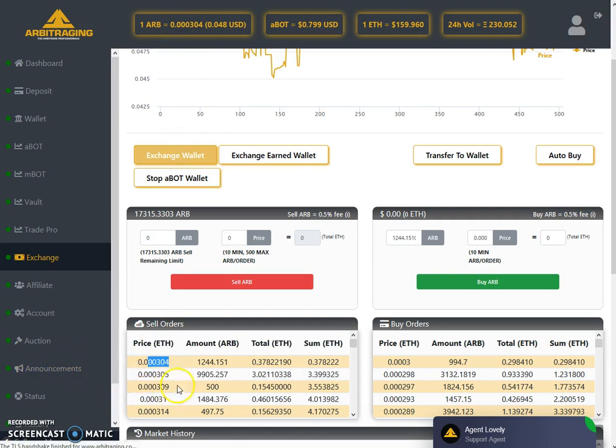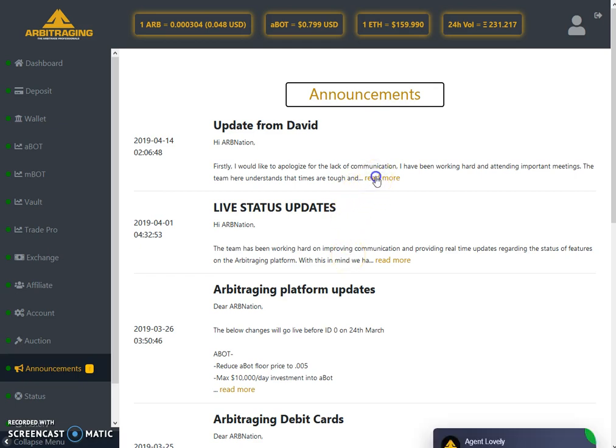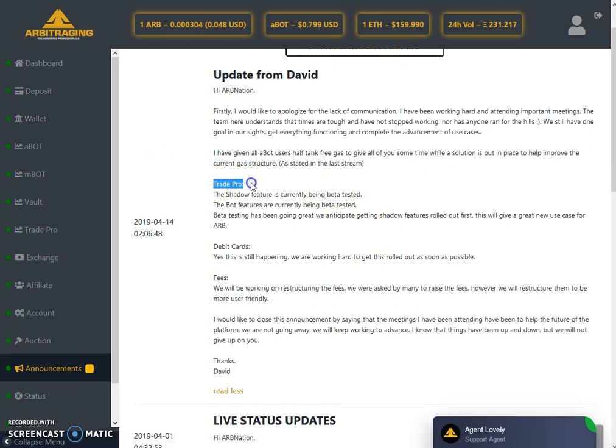Now let's move to the announcement tab and let's discuss the news. So in this he explained 3 points. One is trade pro, the other one is debit card, the third one is fees. So about the debit card, keep in mind 90% of the people were saying that the debit card deal is cancelled, that they are not going to launch the debit card and so on. So he said this is still happening. They are working hard on it to get it out as soon as possible.